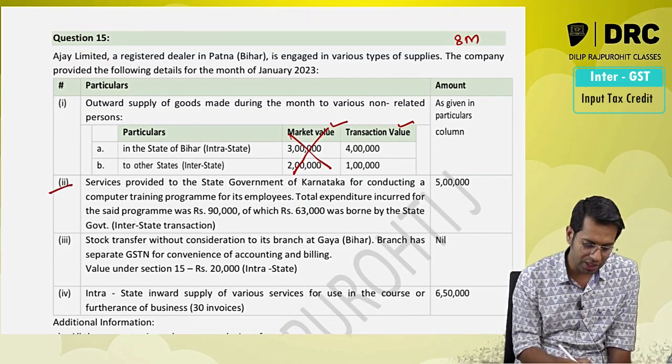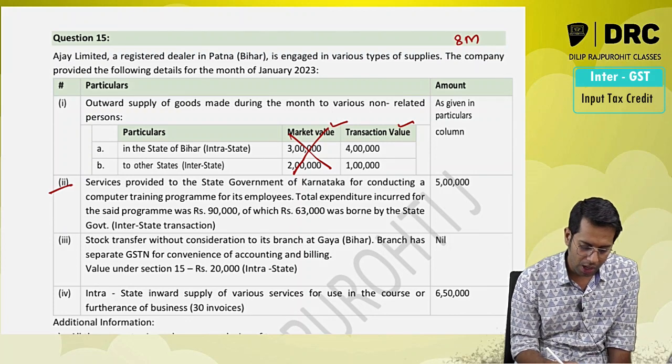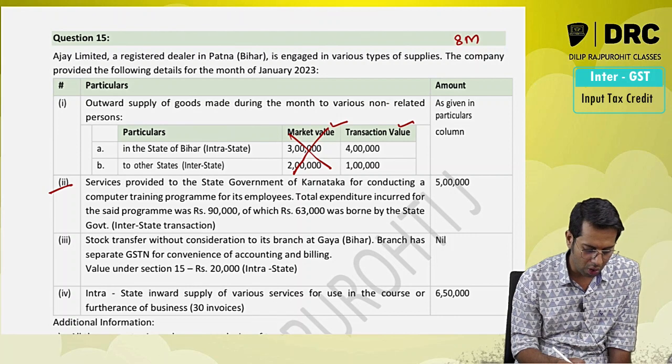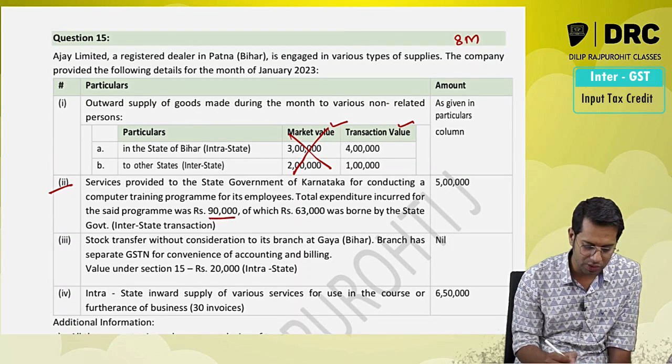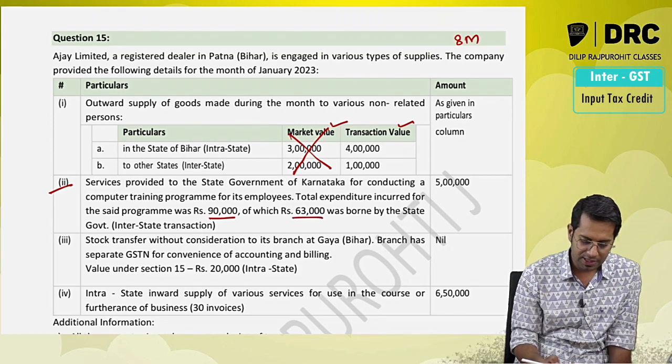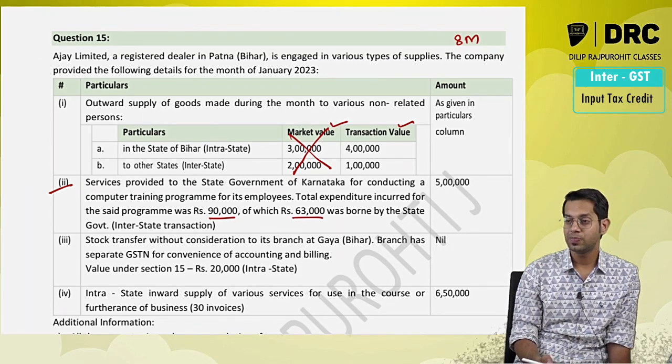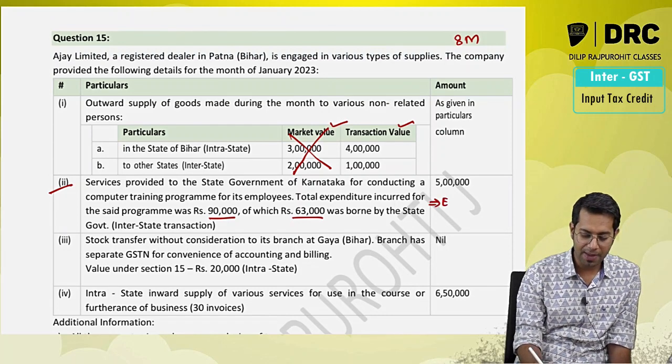Services provided to state government of Karnataka for conducting a computer training program for its employees. Total expenditure incurred for the said program was 90,000, out of which 63,000 was borne by the state government. Now what is this point with respect to? This is a point with respect to your exemption.